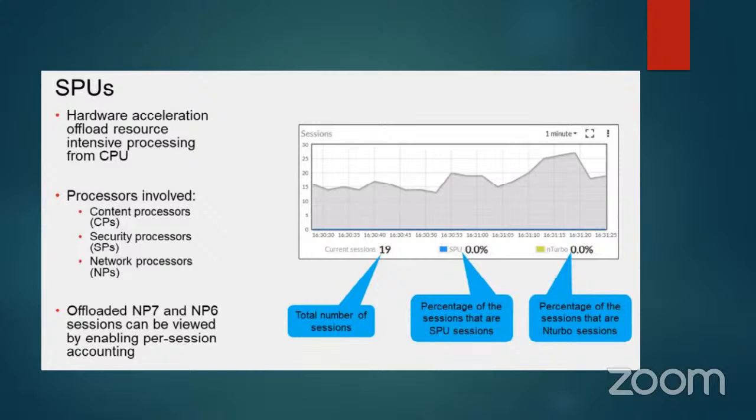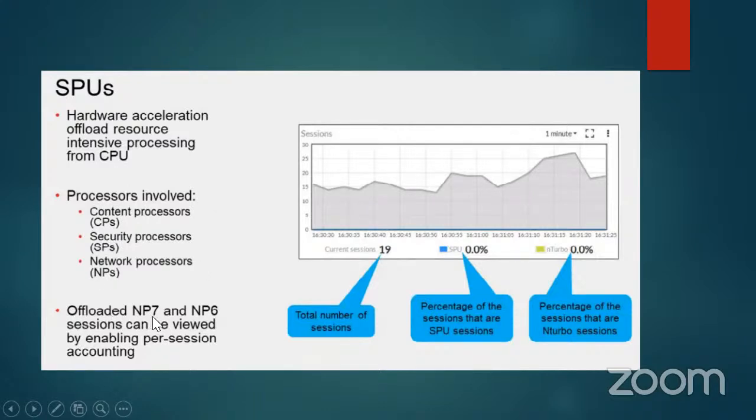why is it better compared to a 100E or 200E device? Because number one, it can take a lot more load, more capacity. Number two, it will give you better performance. But who defines that better performance? These SPUs define that better performance. Now, coming to the other part, these are security processors, content processors, and network processors.